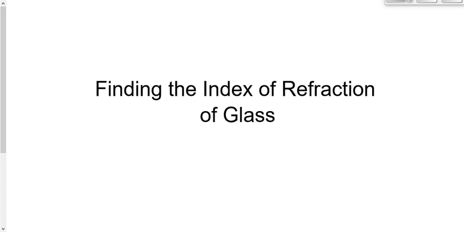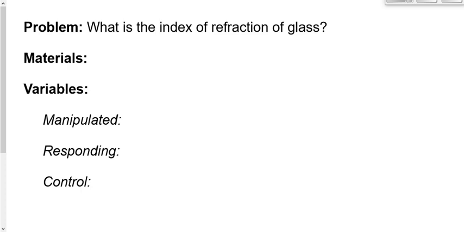The purpose of today's activity is going to be to find the index of refraction of a rectangular glass prism. So, phrased in the form of a question, as we always do, what is the index of refraction of this piece of glass? The materials are going to become obvious to you as we work through the procedure here, as are the variables. The manipulated variable, one of them, right?